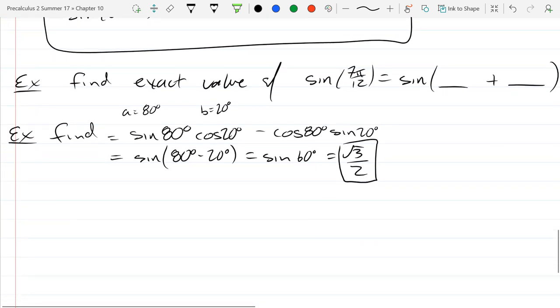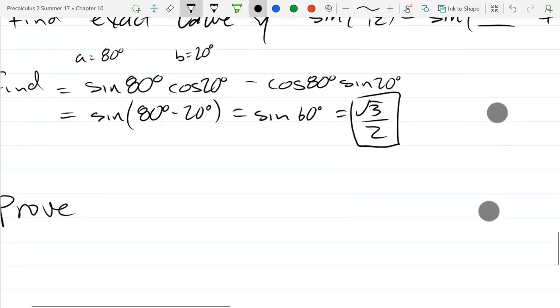And now we're going to prove an identity. The identity, of course, is going to be a sum difference.